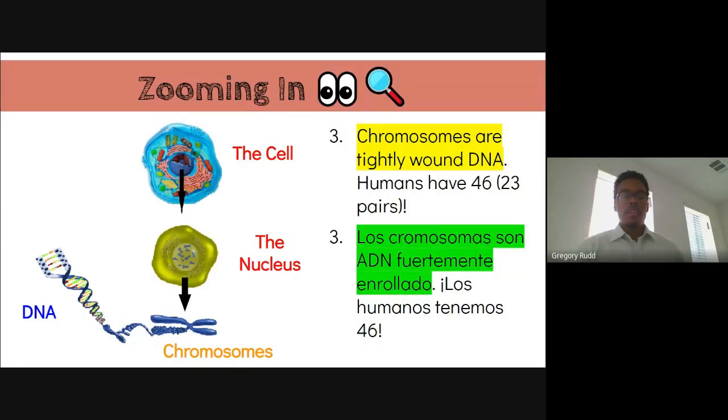In fact, the number of chromosomes does not correspond to the sophistication of the organism. What I mean by that is humans have 46, but fruit flies have like 98. And of course, fruit flies are much more simple organisms than humans. So the reasons for that are still somewhat unknown to us.